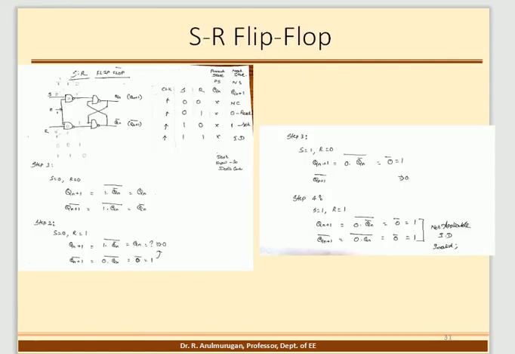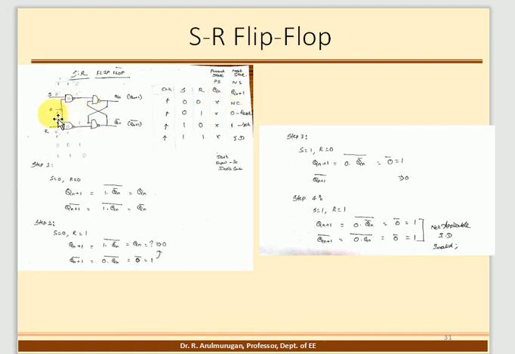Then next we are going to look at the flip-flop. When you look at flip-flops, there are three types: SR flip-flop, JK flip-flop and D flip-flop. When you look at these three flip-flops, the circuit diagram and truth table are almost similar. Only one thing you need to know. Okay, SR flip-flop.